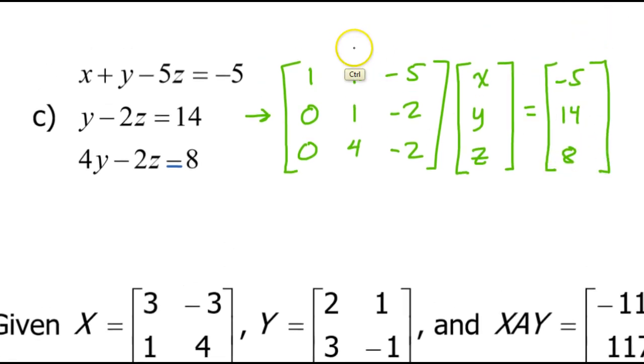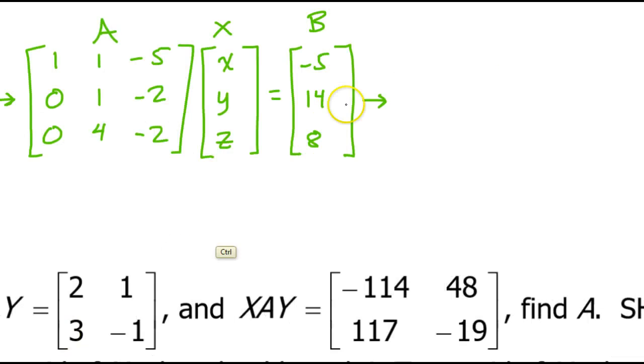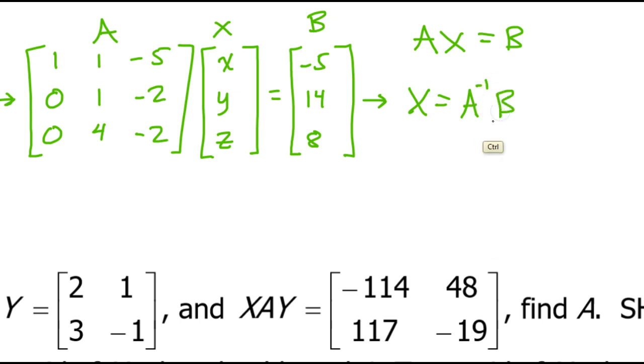So I'm going to label these matrix A, matrix X, and matrix B. So that means I have the following situation. AX equals B. That tells me that X is going to equal A inverse times B. So I can go ahead and enter these matrices into the calculator.